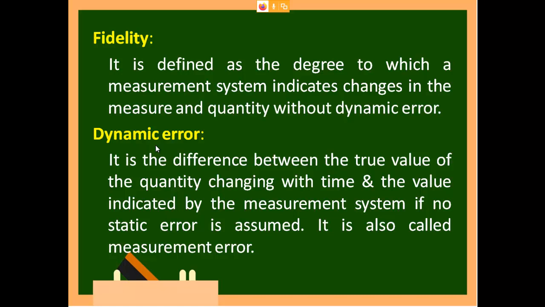So I should know what dynamic error is. It is the difference between the true value of the quantity changing with time and the value indicated by the measuring instrument, if no static error is assumed. So dynamic error depends even on static error. When you talk about dynamic error, you should assume that the device does not have any static error, because if it has static error, then that will get reflected in your dynamic error.